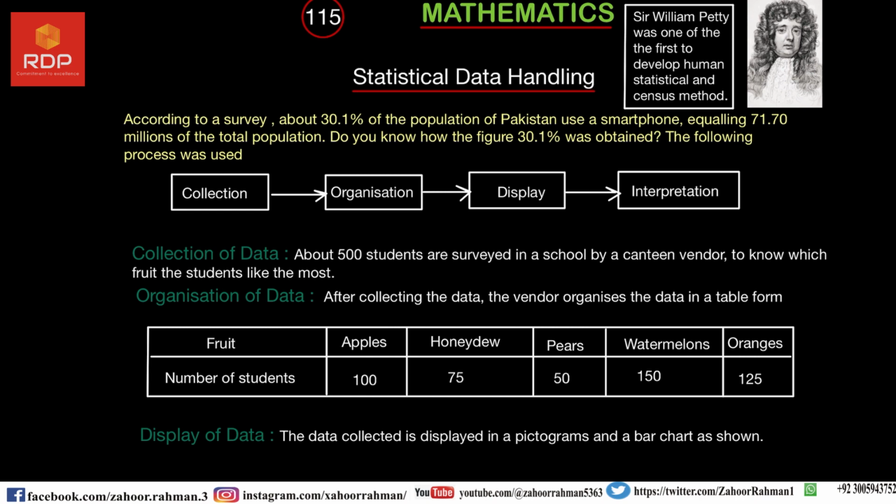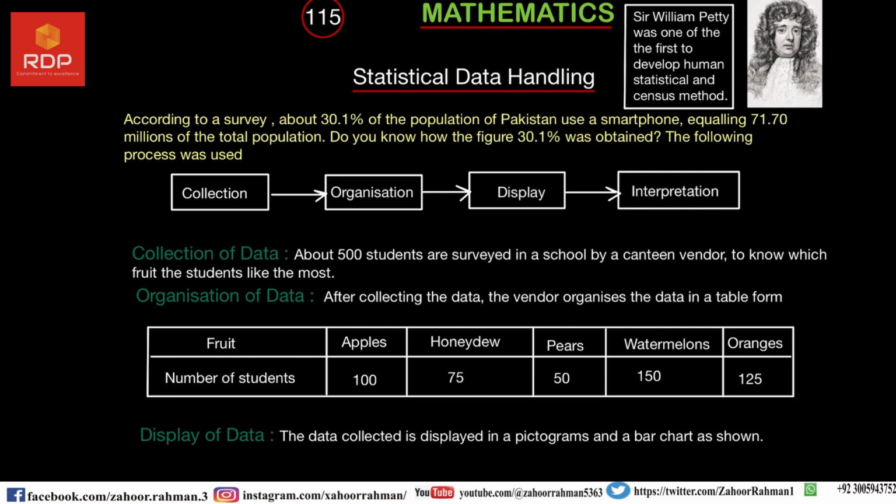In today's lecture, we are going to start a new topic, and that is statistical data handling. Before jumping into the world of statistical data handling, let me tell you a story.